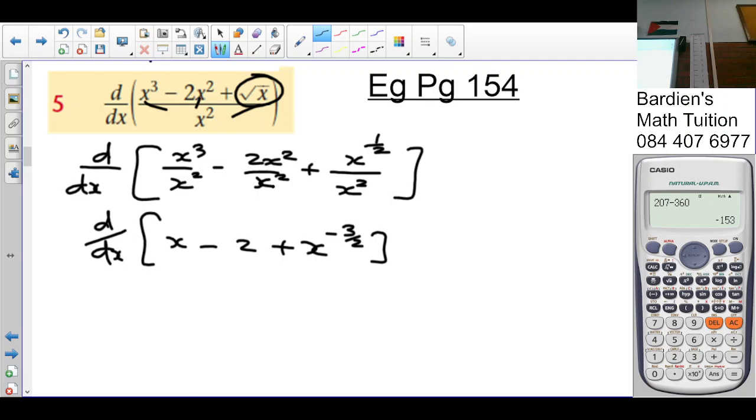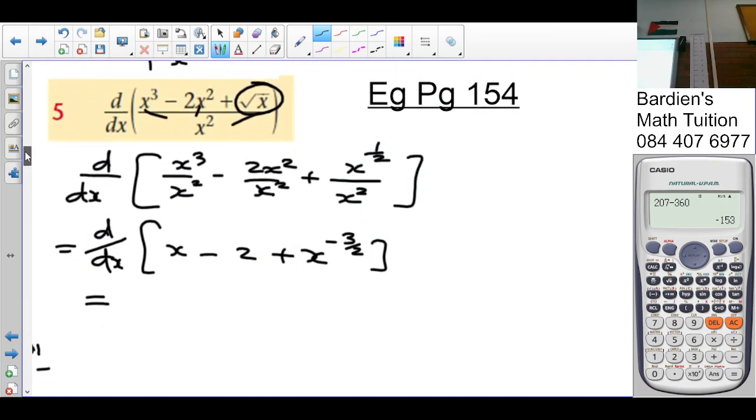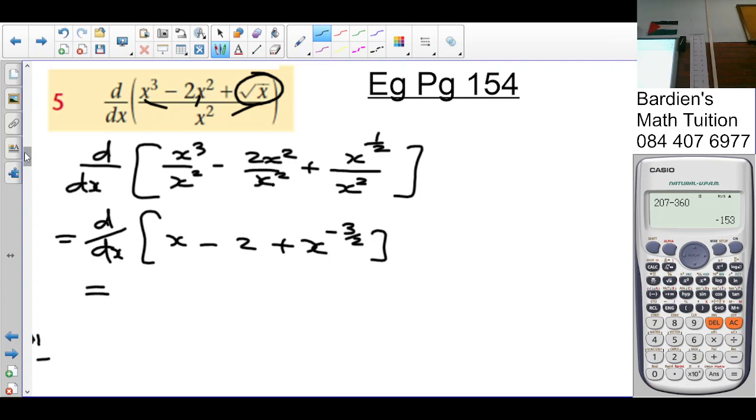Any confusion here? Okay, can I apply the derivative now? Yes. Let's apply the derivative. It will be 1 times 1 is 1. Minus 1 is 0. Derivative of a constant is 0. Negative 3 over 2 times 1 is negative 3 over 2. X, if I subtract 1 from that, what do I get? Minus 5 over 2. Okay. Any confusion?